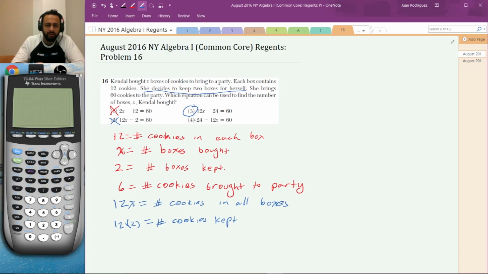Let's just check number 4, 24 minus 12x equals 60. This one's here to see if you know in which order these numbers should be subtracted. 24 is the number of cookies she kept. 12x is the number of cookies she bought. 24 minus 12x does not represent the number of cookies she brought. So, bought minus kept equals brought.